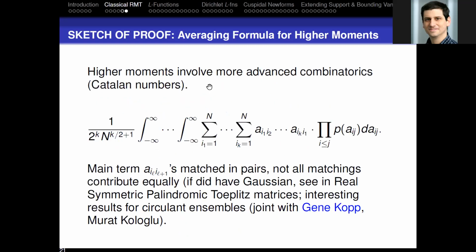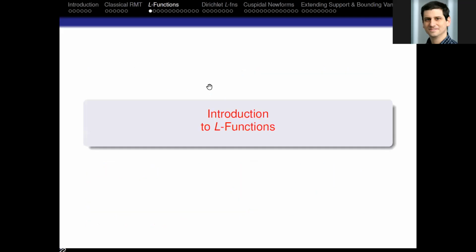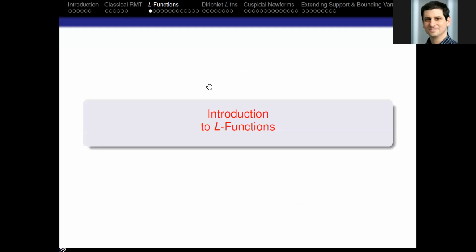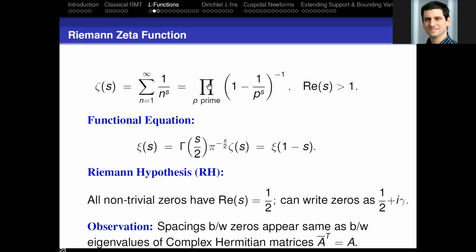And so in the case of the real symmetric matrices, after doing some combinatorics, you see the Catalan numbers emerging, which interestingly do occur in many problems of L functions. All right, next slide. So what I want to do is just briefly make sure we're all on the same page. Next slide, and just quickly introduce L functions.